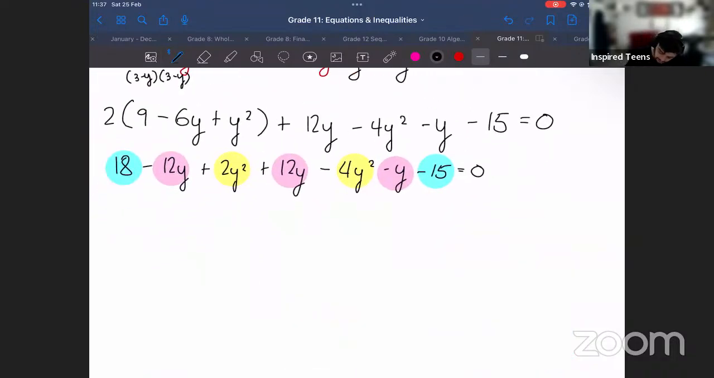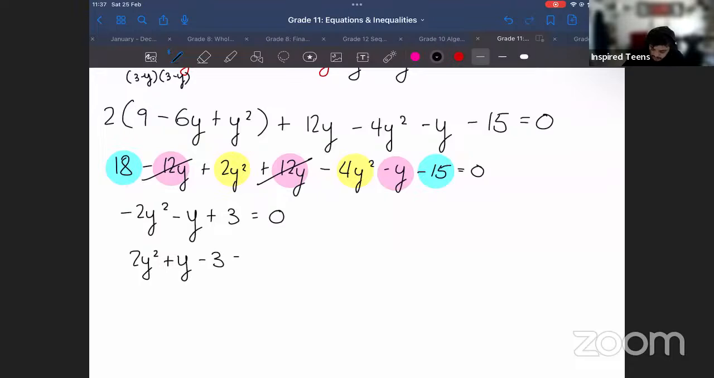So like terms again, please, if there's anything wrong, let me know. I get 2y squared minus 4y squared is minus 2y squared. Minus 12y plus 12y, they cancel because minus 12 plus 12 is 0. So I'm left with minus y only. And then 18 minus 15 is plus 3. This is equal to 0. Now this is a trinomial. I have a y squared, a y, and a constant, but my first y squared is negative. So I'm going to multiply everything by negative to change it. I get 2y squared plus, all the signs change, minus 3 is still equal to 0.